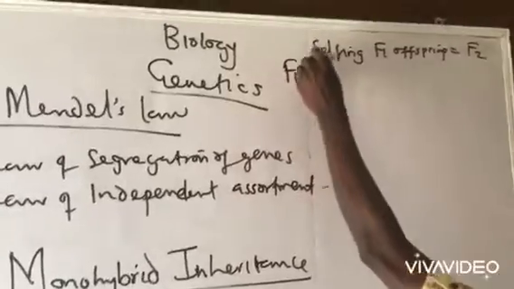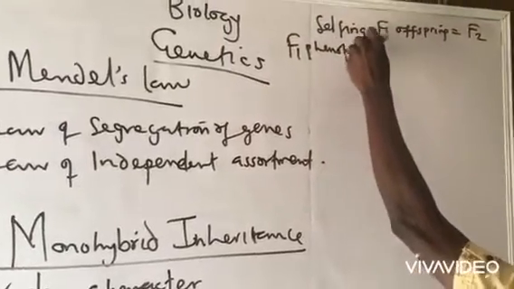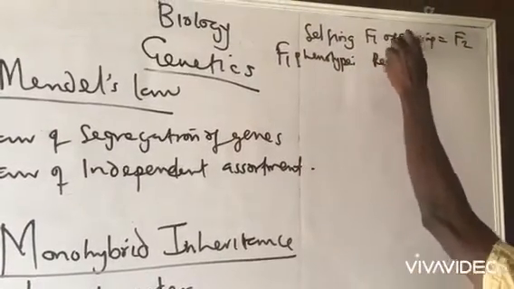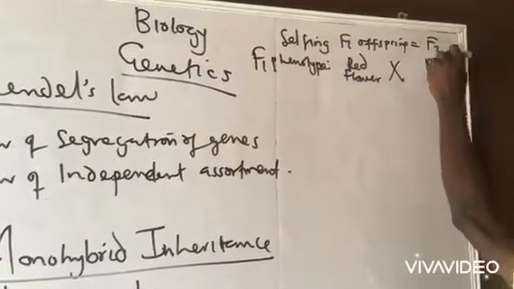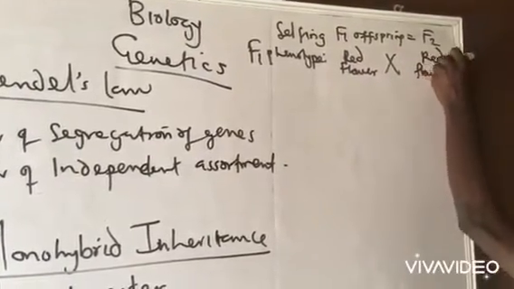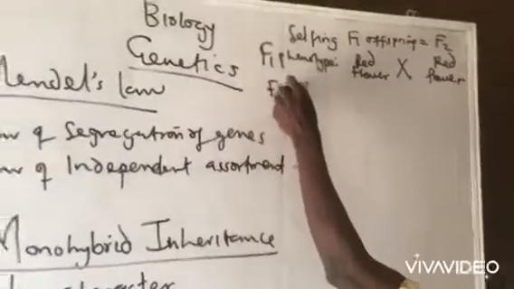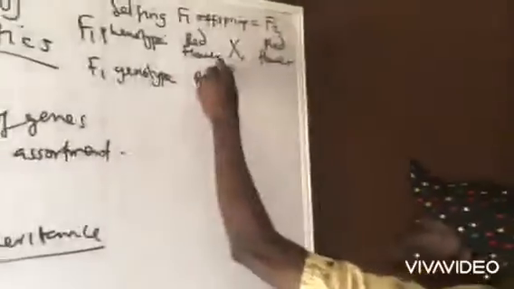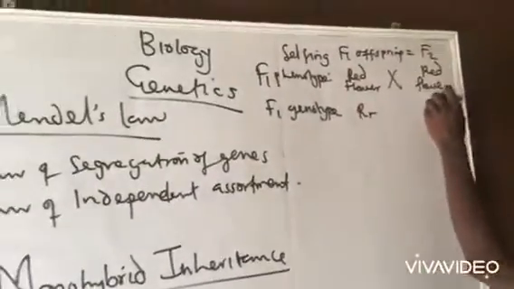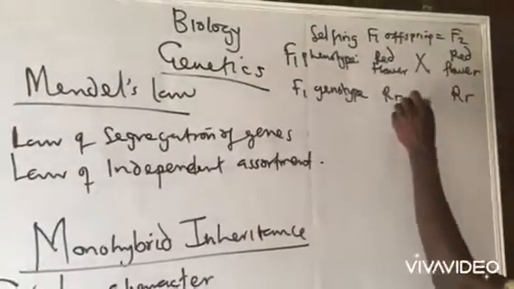So we have F1 phenotype, which is the red flower. Red flower. And we have the F1 genotype. Remember that we have heterozygous red as the offsprings of the F1, and now we have meiosis.